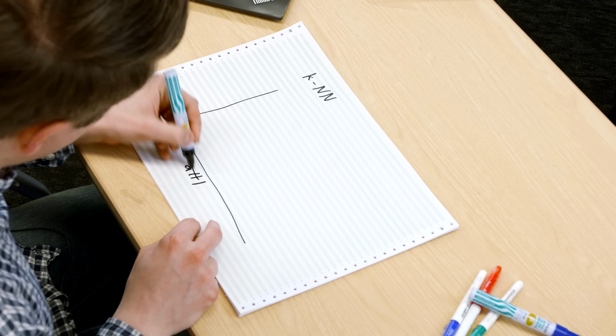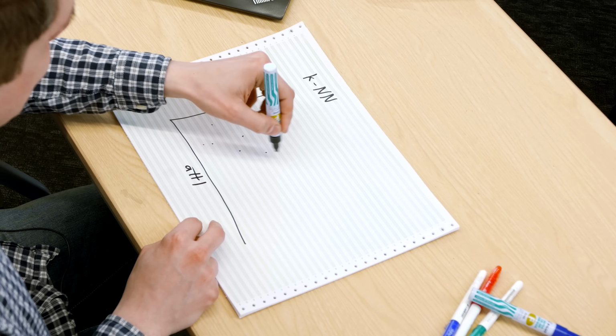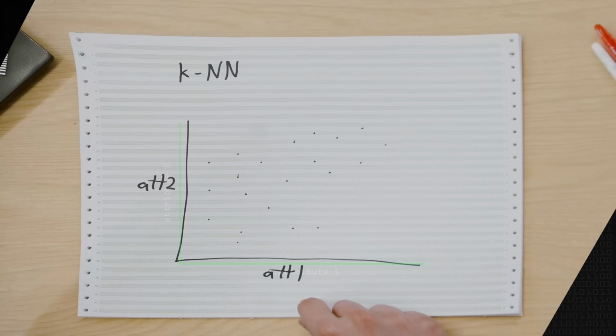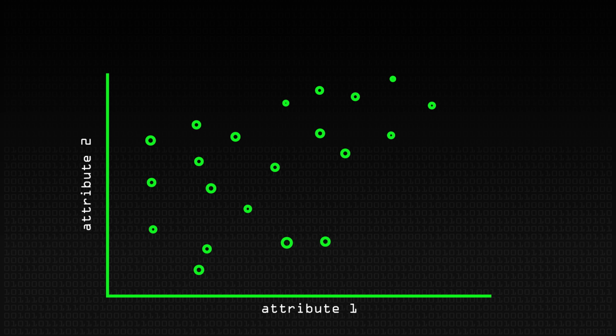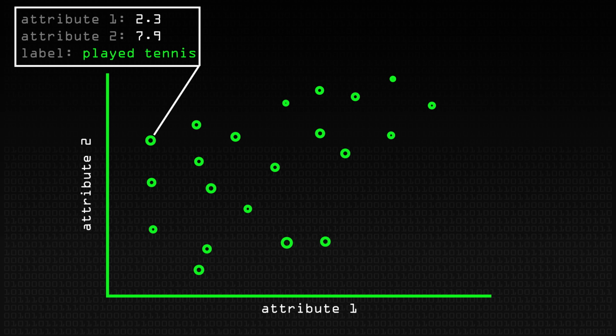Let's imagine we've got a 2-attribute data set. So I like to draw in 2 dimensions, just a little bit easier for me. And so we've got attribute 1 and attribute 2. And we've got some different data points in here. Now, don't forget also that each of these is going to have a prediction as well. So this one here is going to have, let's say, a label of we did play tennis. When we want to test a new data point, an unseen data, so a new person comes along who may or may not play tennis, they're going to appear over here.